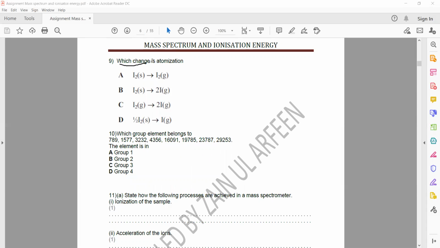Which change is atomization? What is the meaning of atomization? When we produce one atom, so when we produce 1 mole of atom in a gaseous state, that is what we call atomization. So which one is atomization? A, B, C, or D? You just have to check in which one you produce 1 mole of atom in a gaseous state. So D is the right answer.